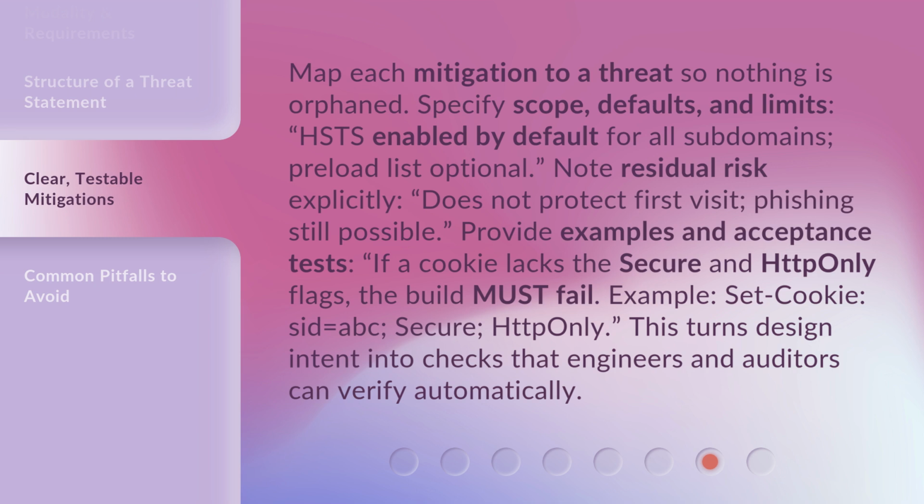If a cookie lacks the secure and HTTP-only flags, the build must fail. Example: Set-Cookie: SID=ABC; Secure; HttpOnly. This turns design intent into checks that engineers and auditors can verify automatically.